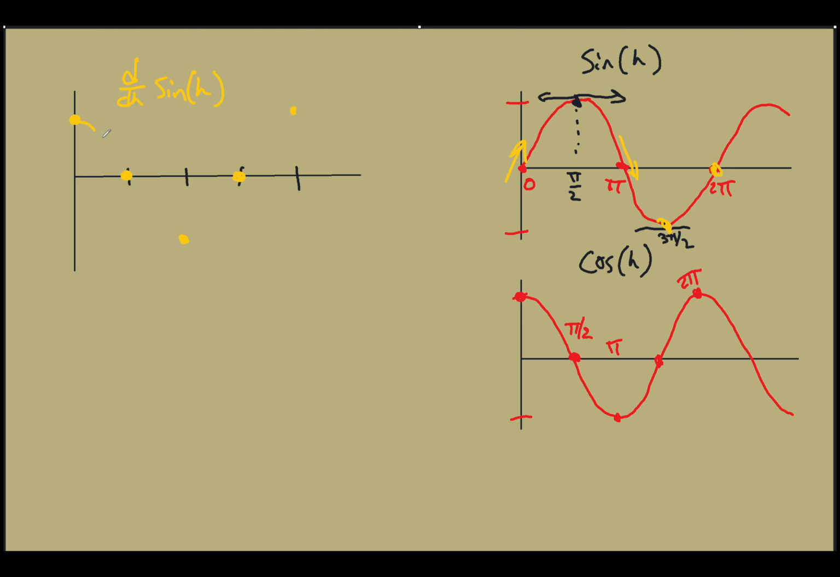So I want you to notice something. This is what it's going to do. And that is identical to cosine. So maybe you don't count that as a proof, but you can do it by inspection to say that the derivative of sine is cosine. Just that easy. And now let's try it for cosine.